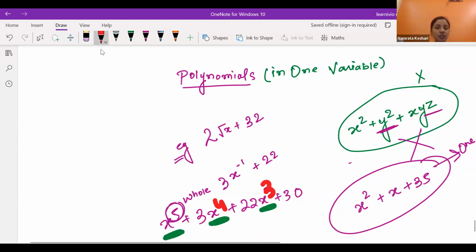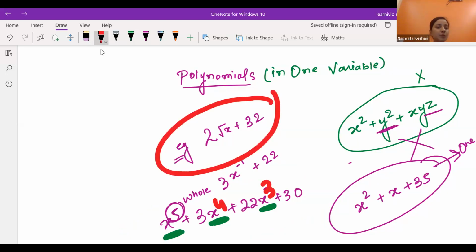Now you can see the question which I gave initially to you: 2 root x plus 32. Here one variable is there. Yes. The power of the variable, root x, is there. Do you know root x can be written as x to the power 1 by 2?